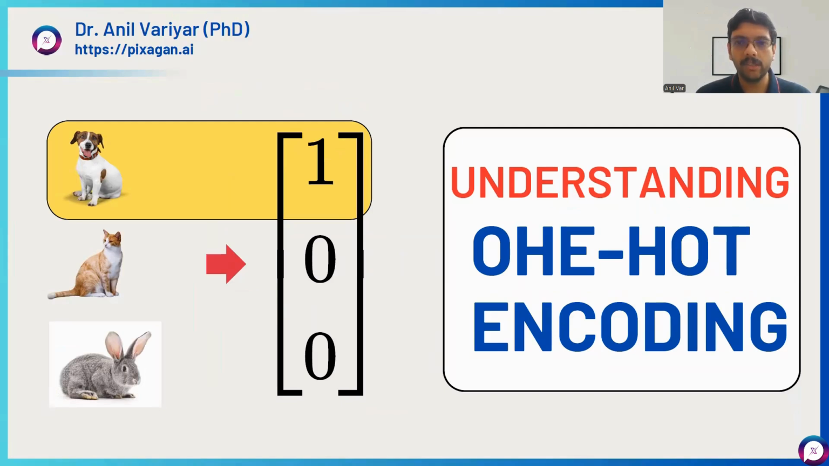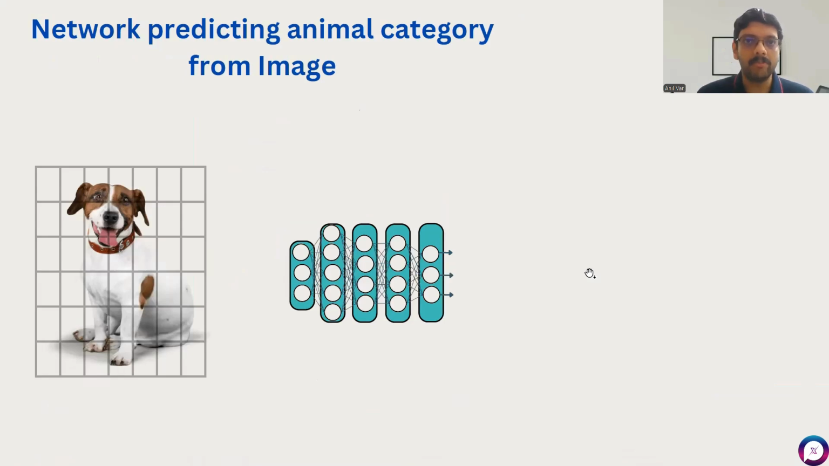Hey everyone. So in this video, we're going to understand what a one-hot encoding of data labels means. So let's take an example. Let's say you have this image of this dog here, and what this represents is the image in pixels, right?